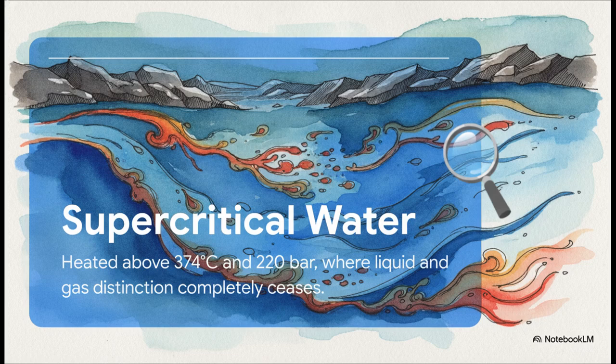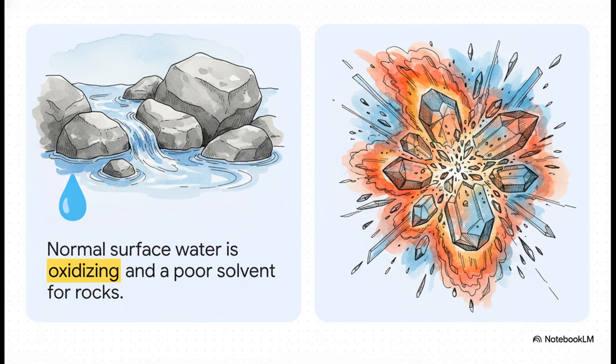You see, when you heat water above 374 degrees Celsius and apply more than 220 bar of pressure, it crosses a critical threshold. In this state, the distinction between liquid and gas completely ceases to exist. It just becomes this dense, highly energized fluid. We often call water the universal solvent, but in this state, that moniker takes on a terrifying new meaning. Now, water is known as the great solvent.